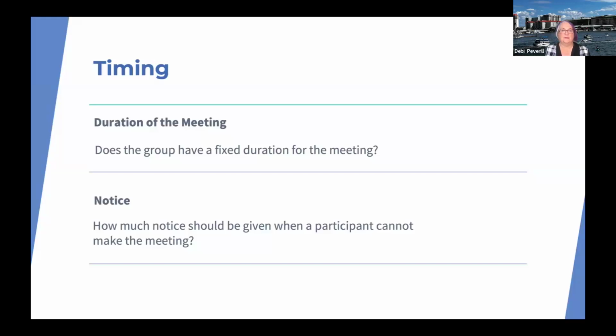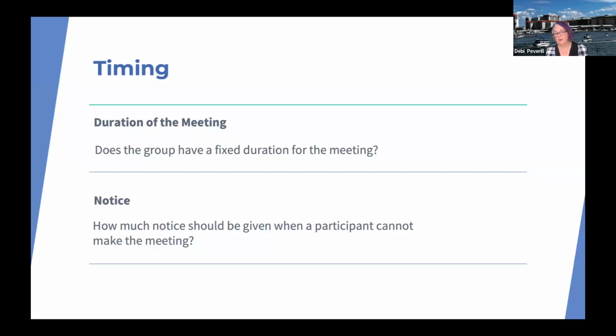So, you're going to decide. And again, I have a whole list of meeting policies. Do you think that having a fixed duration would be helpful for people? If you're doing meetings during the day, I think this is very important. Particularly if we're talking about a meeting that happens at work.